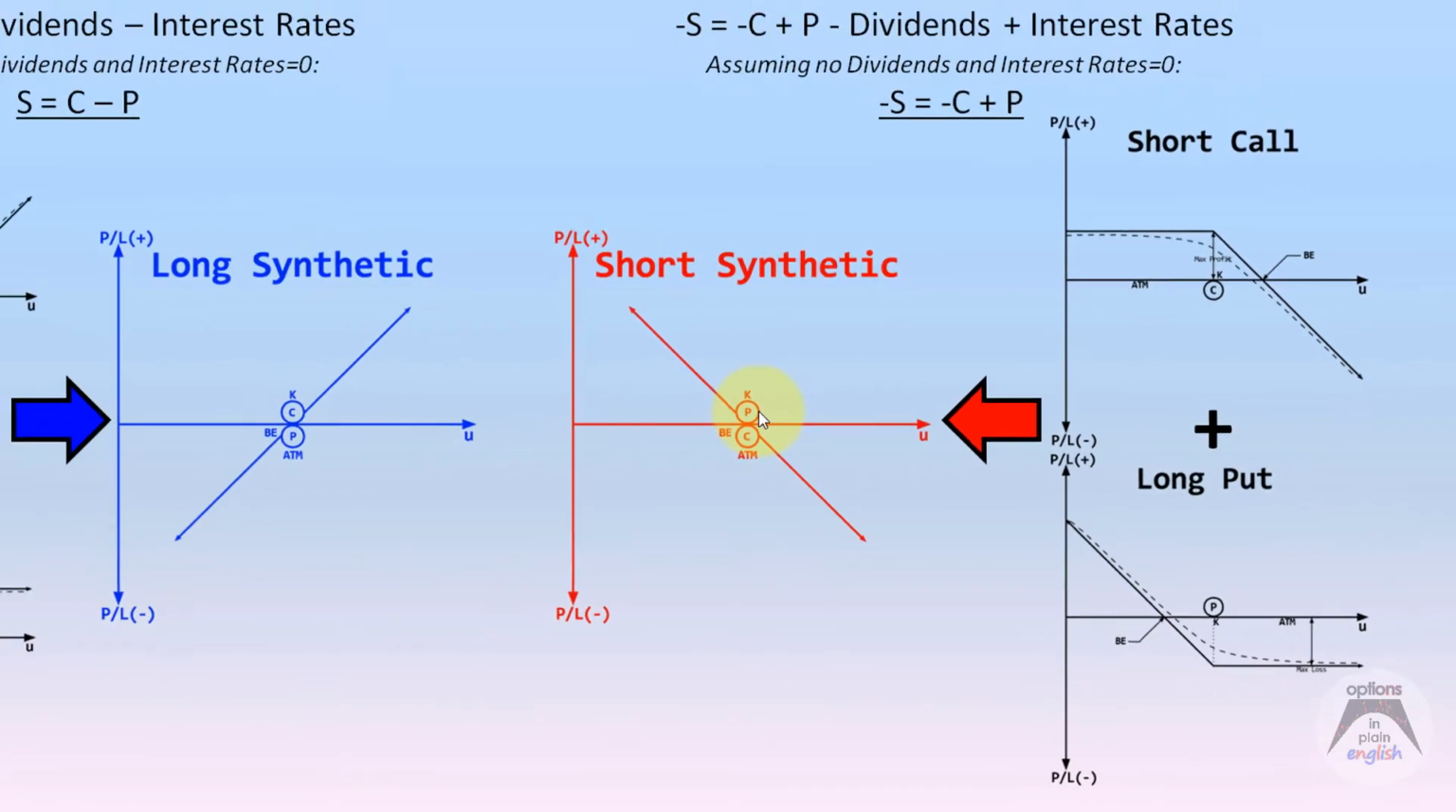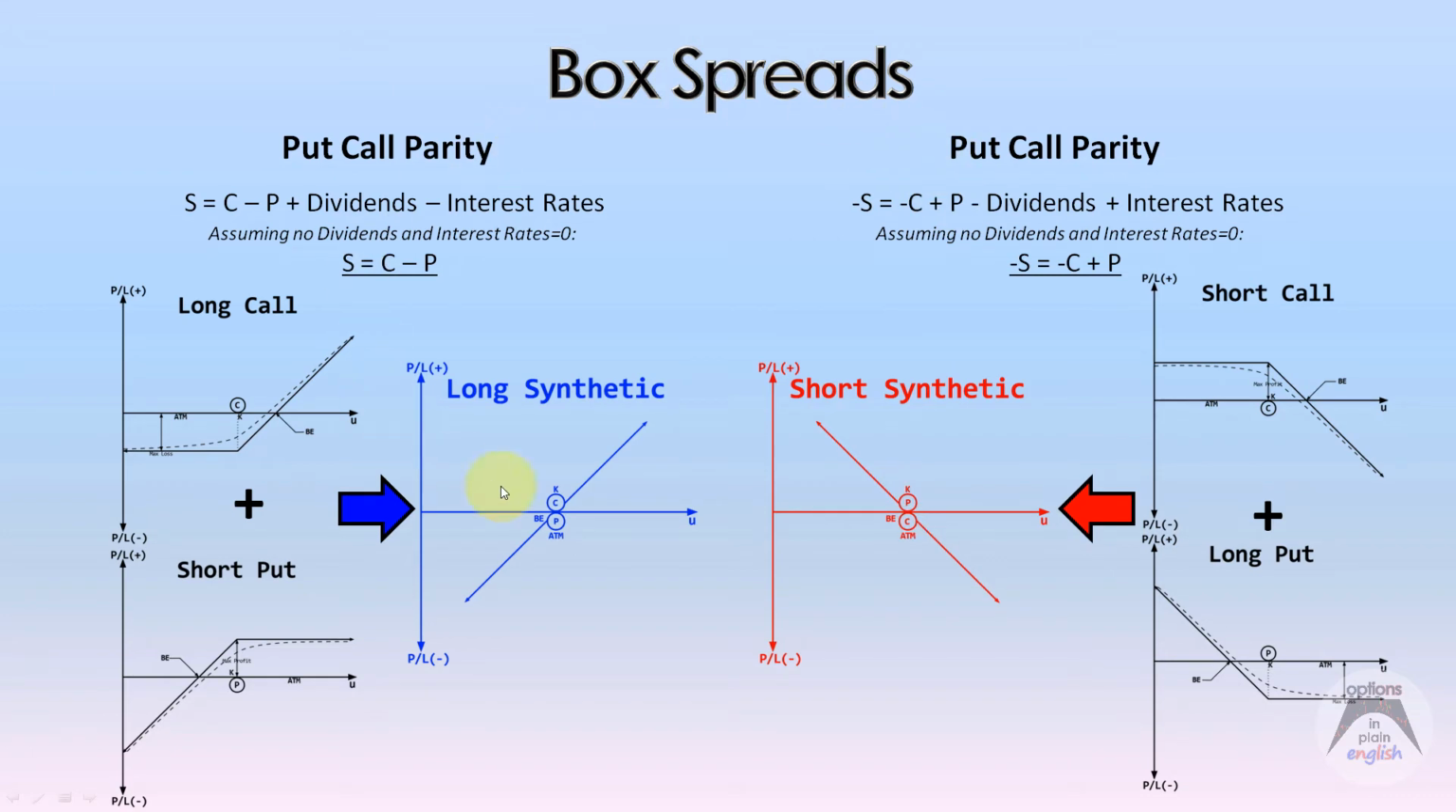So it's called a synthetic version of stock with options. It's called short synthetic. Out of all this, what we need to know is that you can replicate a long stock position with options by having a long call and short put at the same strike price, especially if we have no dividends and no interest rates. And a synthetic version of short stock can be replicated by having a short call and a long put.